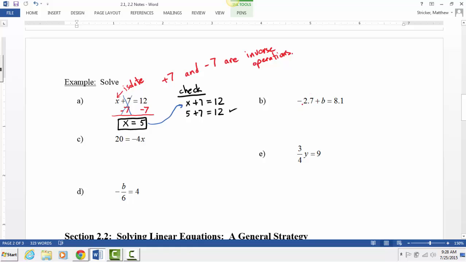This overall number here is a negative, and the opposite of a negative is a positive. So to undo this negative 2.7, we actually need to add 2.7. But if I add it on the left side, I also have to add it on the right side. Again, this is good because over here, negative 2.7 and positive 2.7 are opposites. They undo each other, so those cancel. And what's left on the left side is just b. Now on the right-hand side, if I add that, I get 10.8.